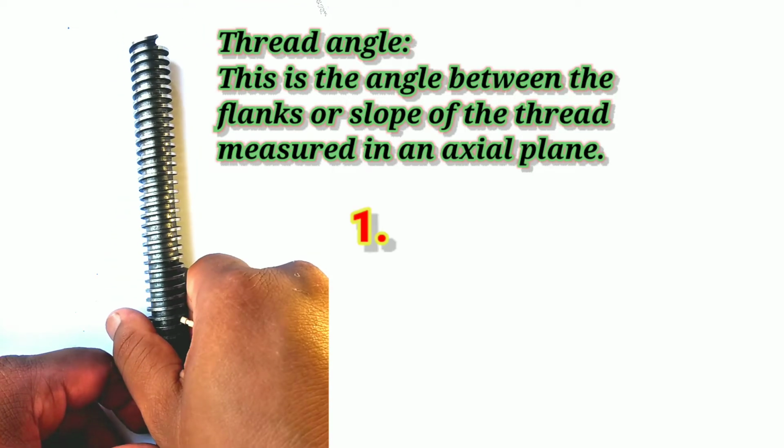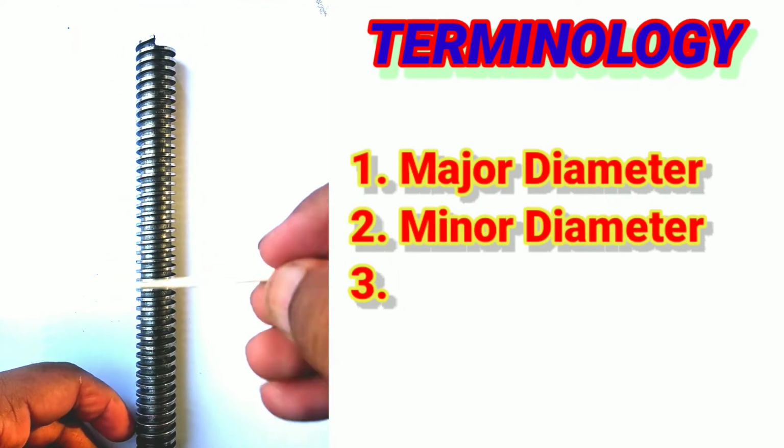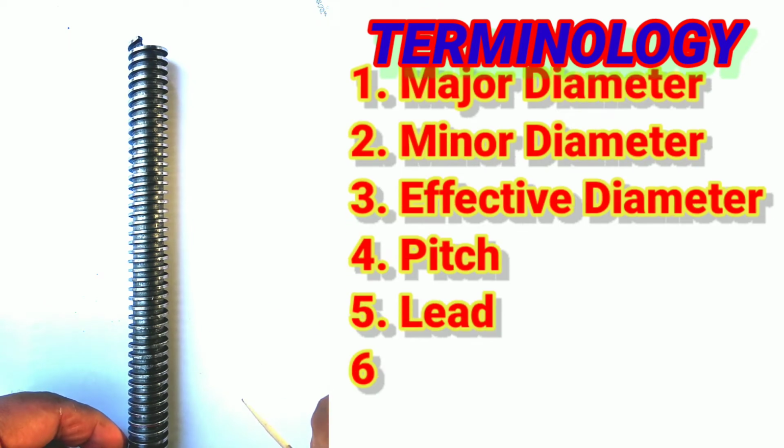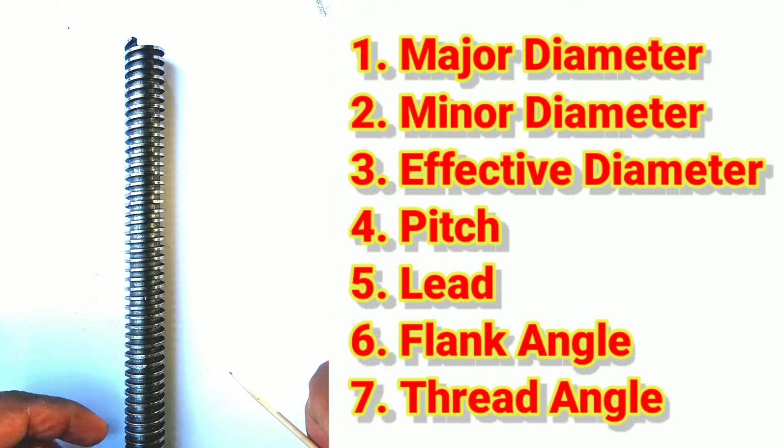Okay. So we have clear terminology. Major diameter is clear, minor diameter is clear, effective diameter is clear, pitch is clear, lead is clear. Flank angle we also discussed, and thread angle we also discussed. Okay. So this is all about the terminology.